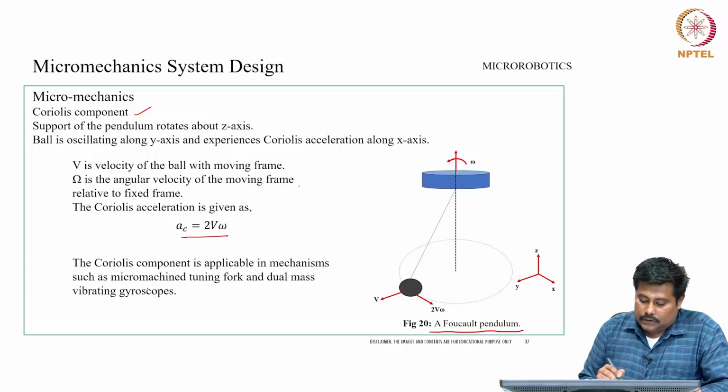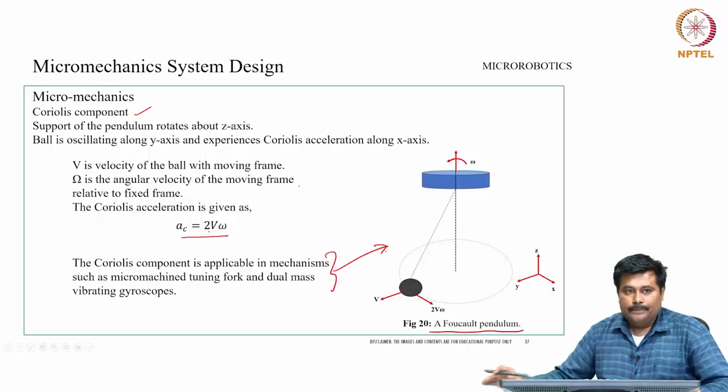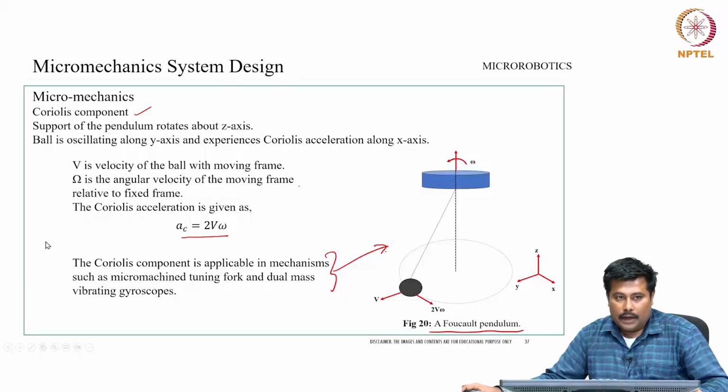The Coriolis component is applicable in mechanisms such as micro machined tuning forks as well as dual mass vibration gyroscopes. These are some of the applications of the Foucault pendulum. So, overall the Coriolis acceleration is given as AC equals 2v omega, which is represented over here appropriately.